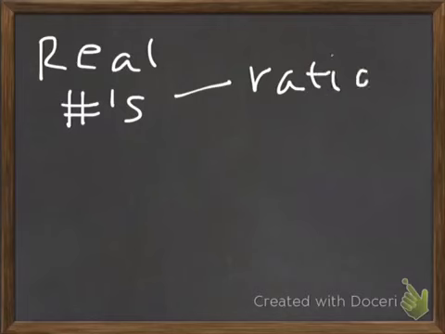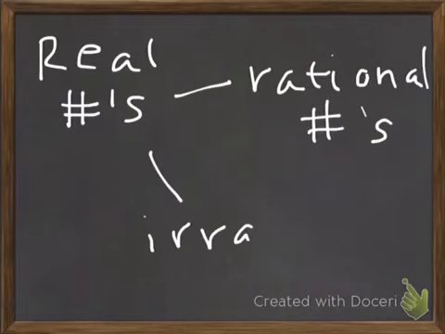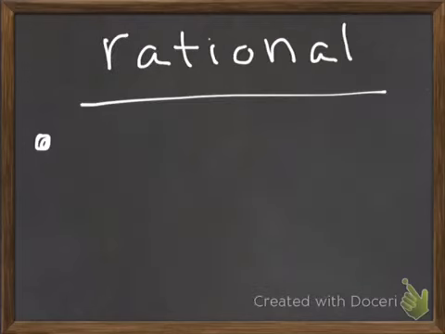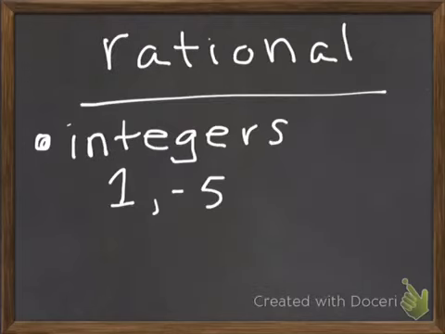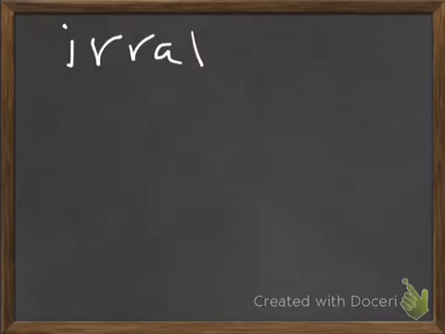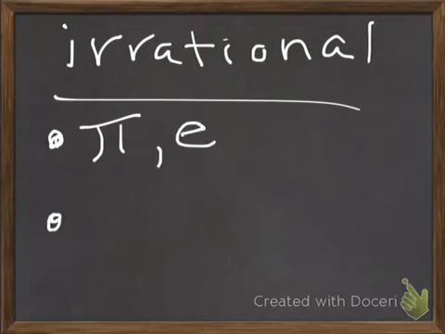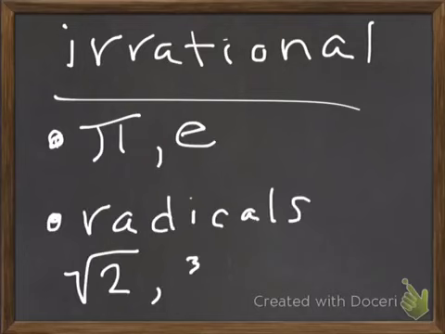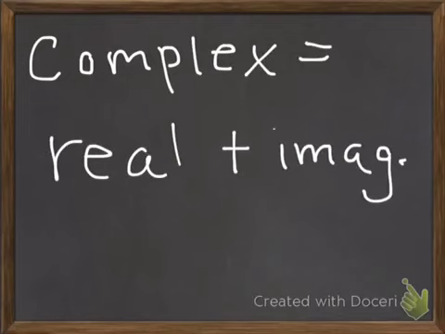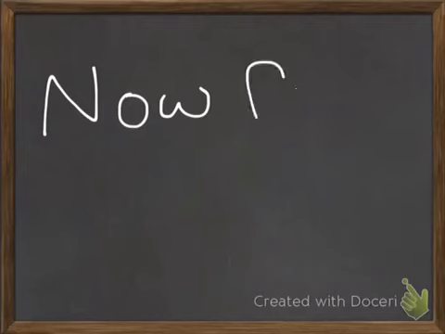Real numbers consist of rational numbers and irrational numbers. Rational numbers consist of integers, such as 1, -5, and 136, and natural numbers. Irrational numbers consist of symbols such as pi and e, which represent real numbers, and radicals, such as radical 2 and radical 5 with an index of 3. Complex numbers equal a real number plus an imaginary number.